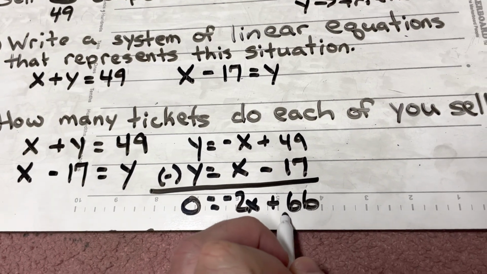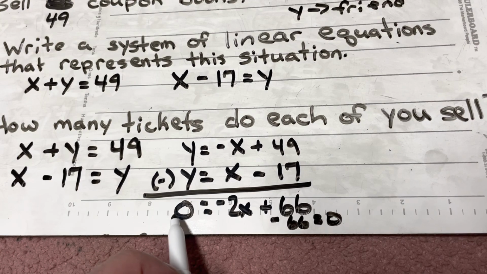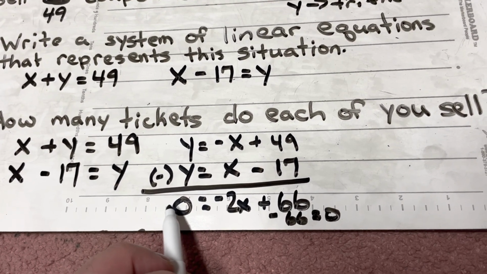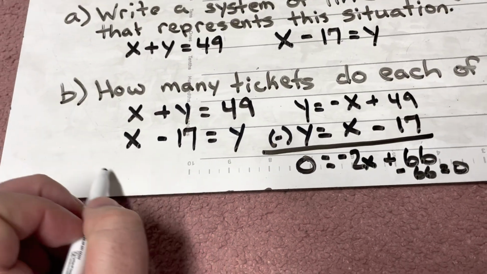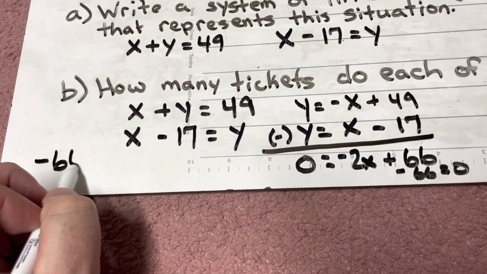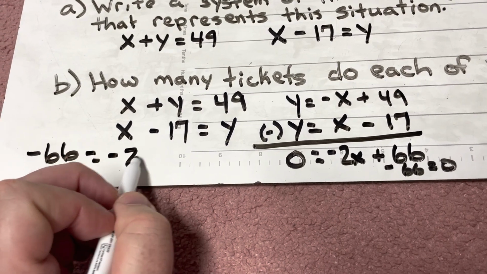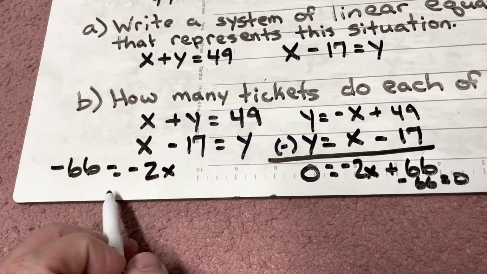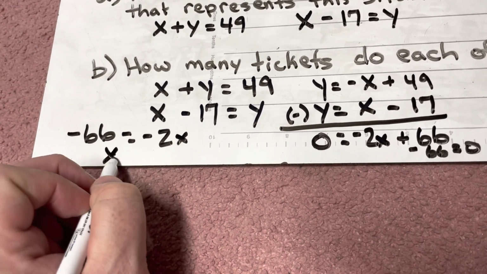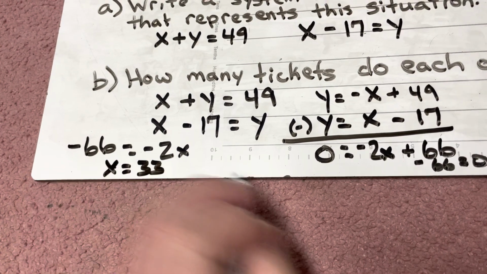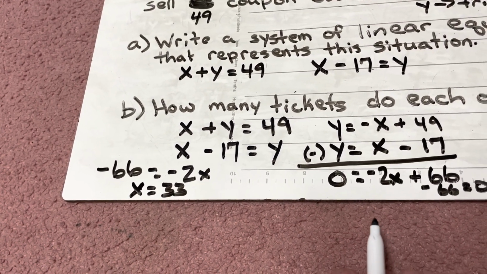Now if I subtract 66 from both sides, that's going to give me 0 here, and 0 minus 66 is going to give me a negative 66. So negative 66 equals negative 2x. Well, then if I take negative 66 and divide it by negative 2, I'm going to find that x equals 33, which means you sold 33 coupon books.